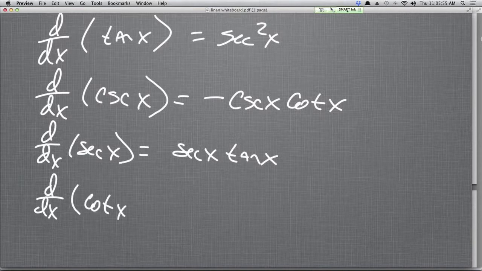Negative cosecant squared. How'd you come up with that? Because it's just like sine and cosine. Alright, so those are the derivatives of the other 4 trig functions. So those will show up in our work that goes along with this.